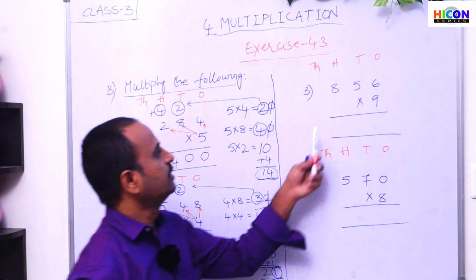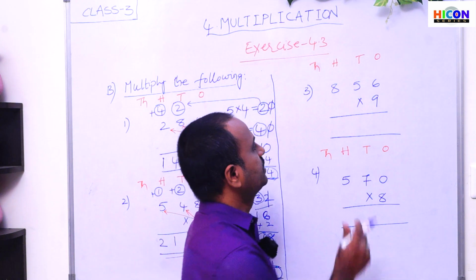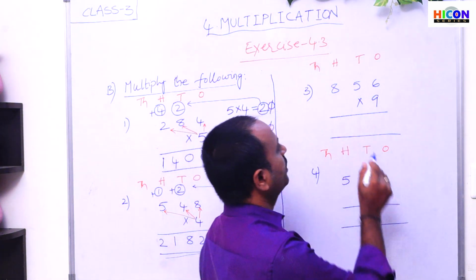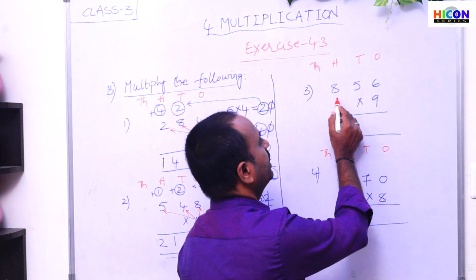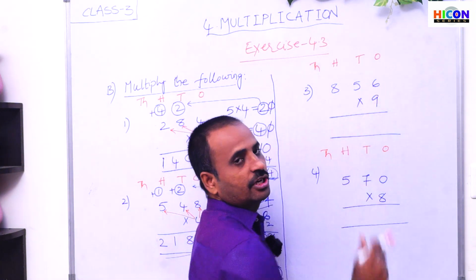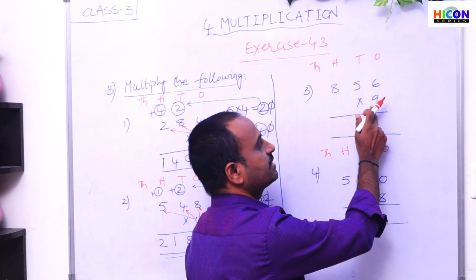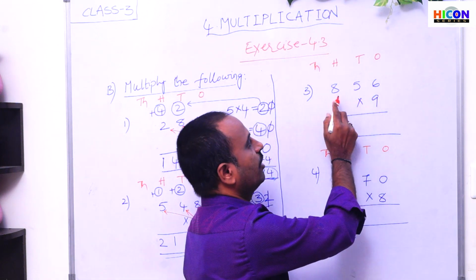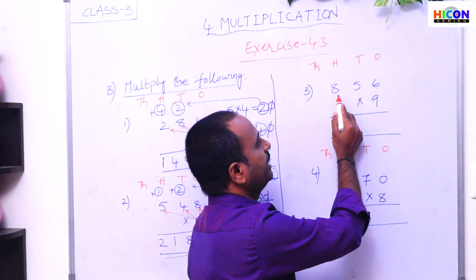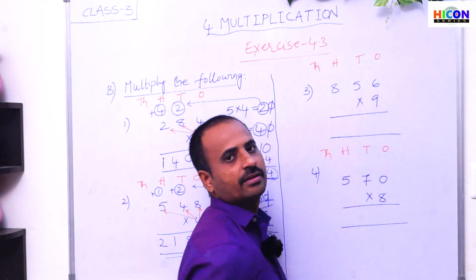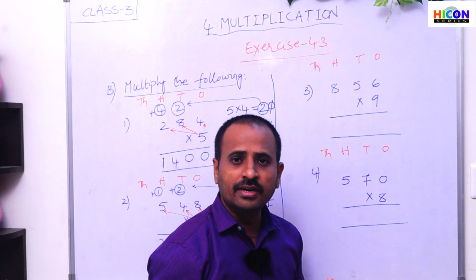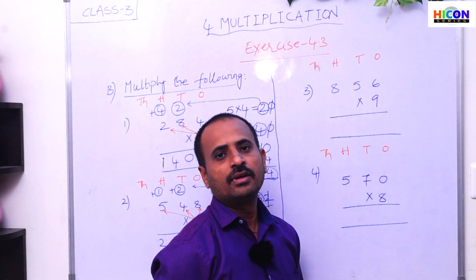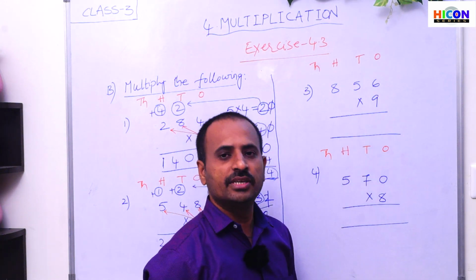Next, see the third problem. So this is the third problem. So the given number is 856. So 856, this is a 3-digit number. And 9 is the single digit number. Now we have to multiply this 856 with 9. So we have to know the 9th table thoroughly. Then only we can do this multiplication easily.